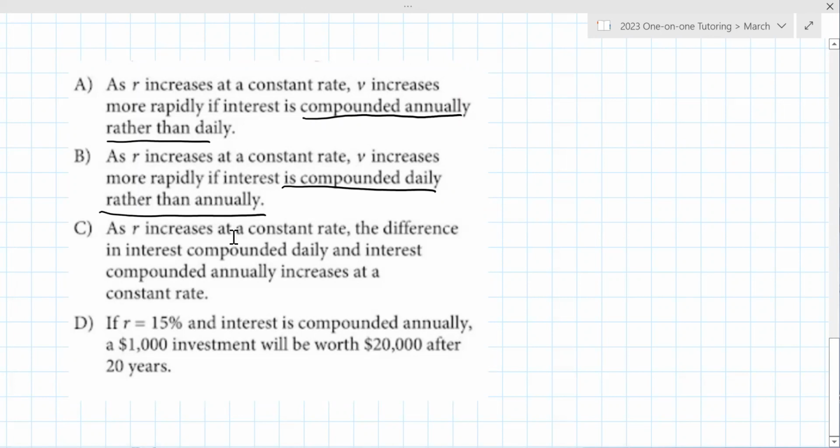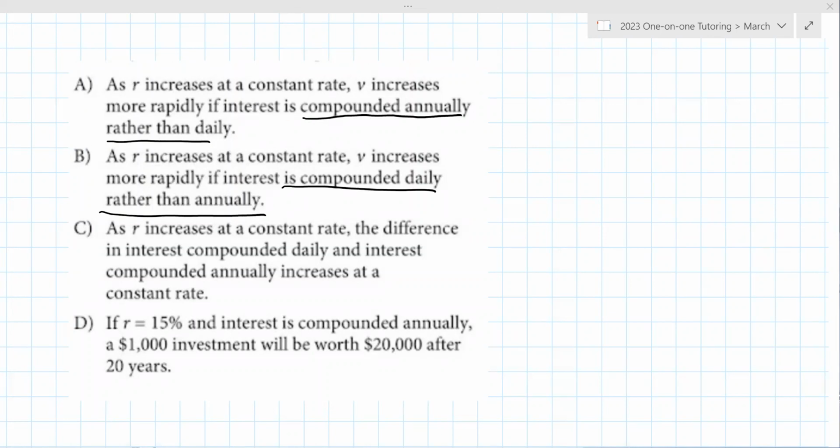The third one here, as R increases at a constant rate, so it starts out the same, the difference in interest compounded daily and interest compounded annually increases at a constant rate. Okay, so that's kind of related to that. The last one's kind of all over the place. It says if R equals 15% and interest is compounded annually, a $1,000 investment will be worth $20,000 after 20 years. Again, the answers tend to be the ones that are kind of the same with just that switch there.